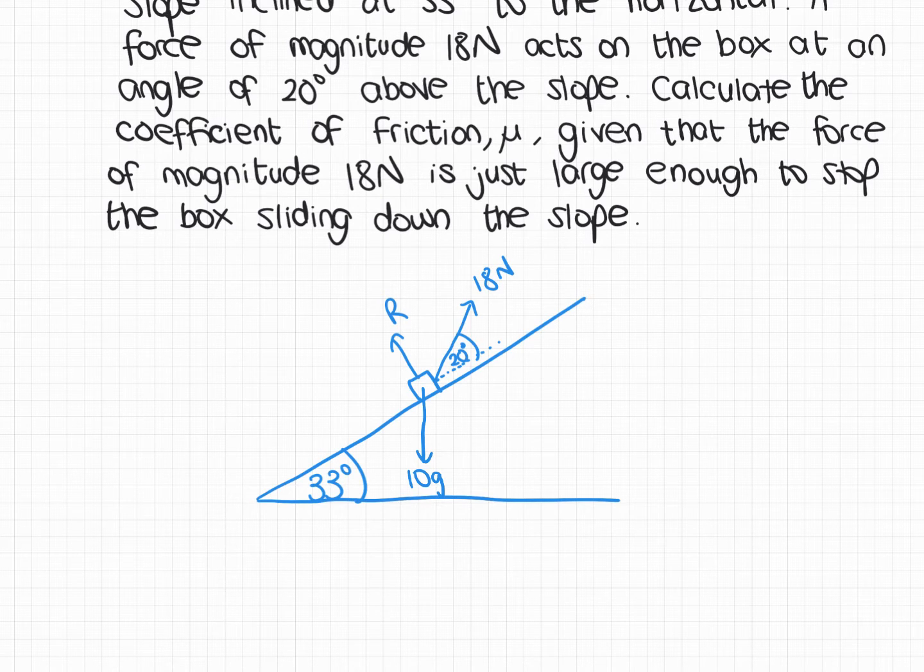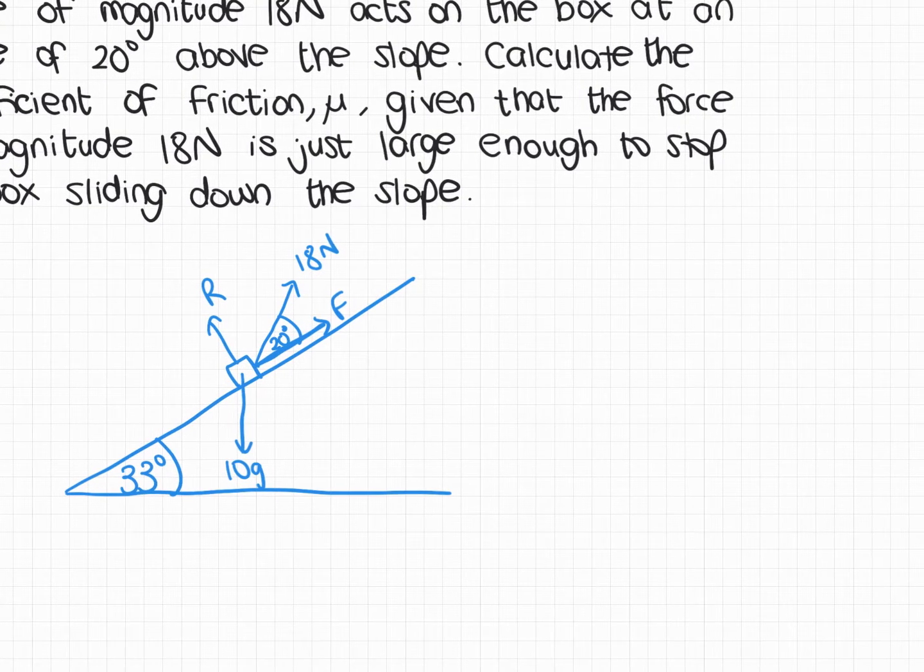Right, there's going to be some friction here. If this box is about to move, it's about to move down the slope. So friction always opposes motion, so the friction's going to go up. So my friction's going to be going that way. That's going to be my frictional force F. And once we've got that, we just need to resolve our forces.